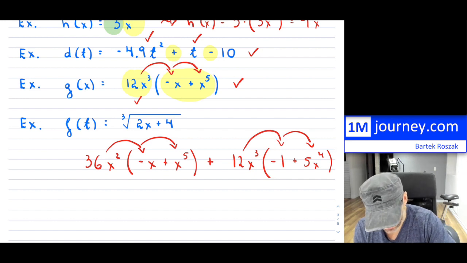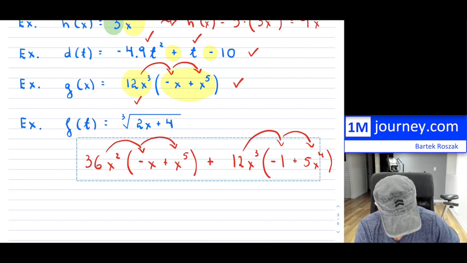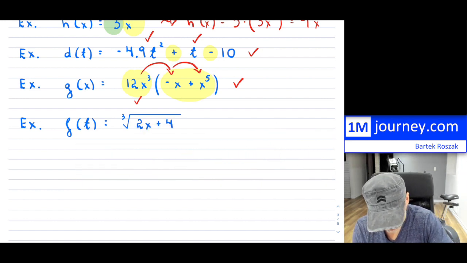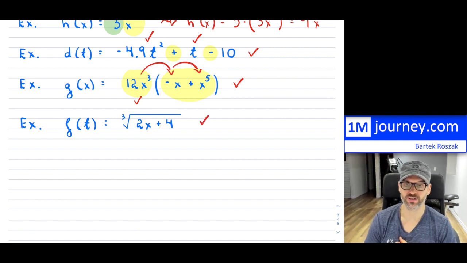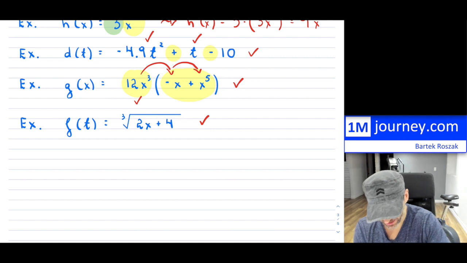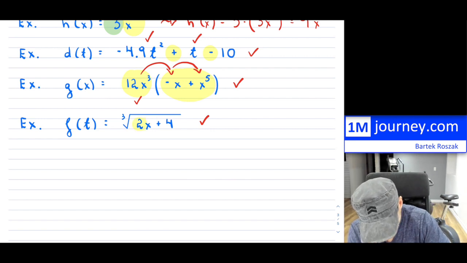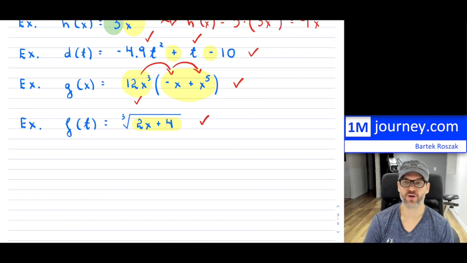Now, the last example, which I have here for you, is this one right here. And this is a composition. Now, why is it a composition? It is a composition because I have this function inside the radical.